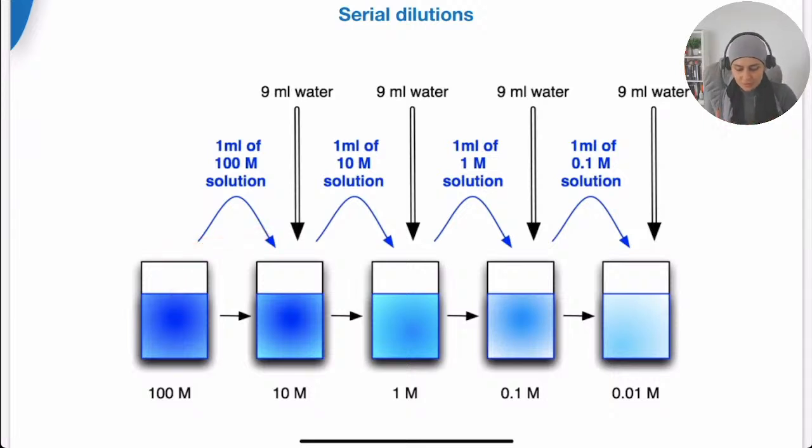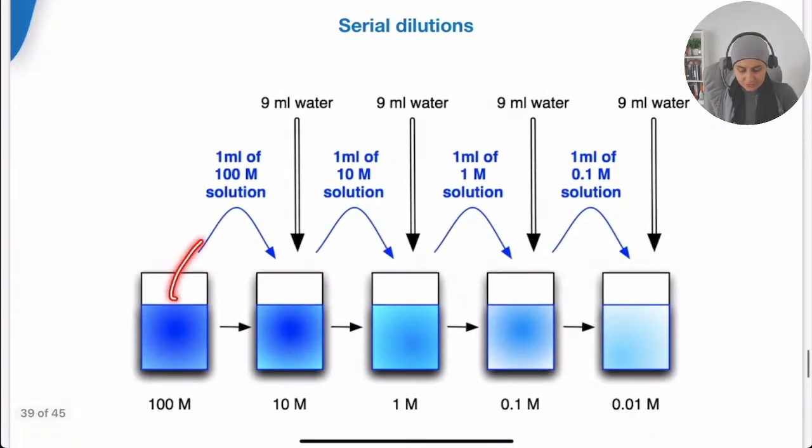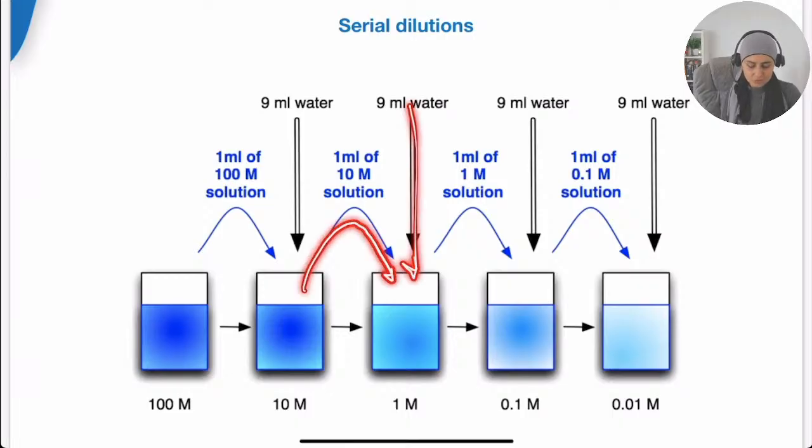So if you take 1 cubic centimeter of this solution and add 9 cubic centimeters of water, that makes it 10 times less concentrated, 10 molar. Then again, if you take 1 cubic centimeter of this solution and add 9 cubic centimeters of water, this becomes 1 molar, and so on. Yeah, that's serial dilutions. It's very handy to use when we need to plot calibration curves, for example.